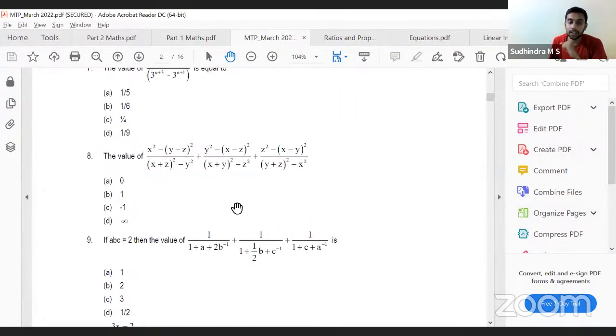Next one. If abc is 2, then find the value of 1 divided by 1 plus a plus 2b to the power of minus 1, plus 1 divided by 1 plus 1 by 2b plus c to the power of minus 1, plus 1 divided by 1 plus c plus a to the power of minus 1. Again, the first step is a little tricky. If we get that first step, then nothing is there in this problem.